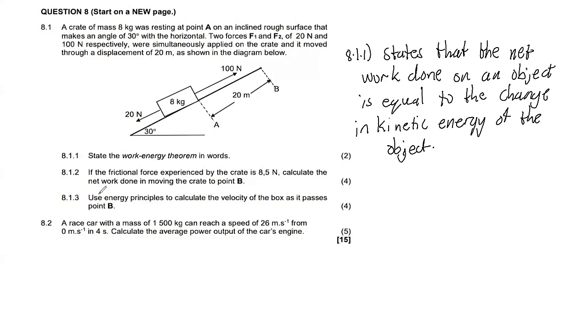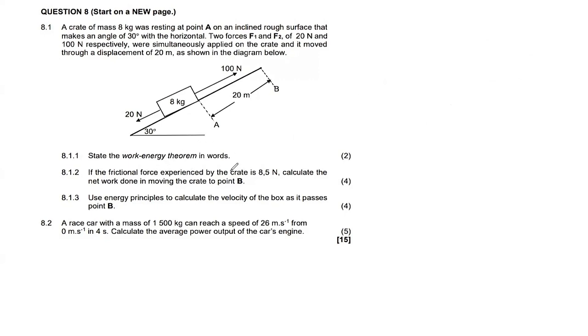Then we have 8.1.2. It says, if the frictional force experienced by the crate is 8.5 newtons, calculate the net work done in moving the crate to point B. Now, what are they talking about? The net work done is a sum of all the work done by the forces acting on this 8 kg block, right? So note that it is the total sum of all the work done on this object. The first thing we have to do is see all the forces that are doing work on this object, or all these forces that are acting on the 8 kg block.